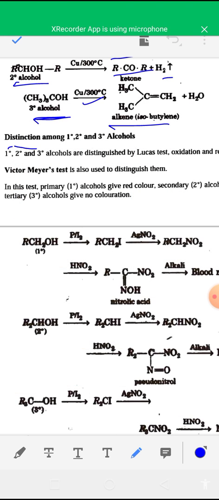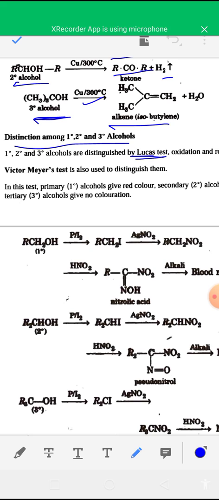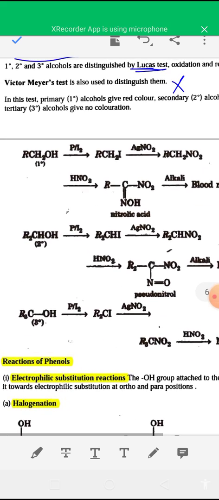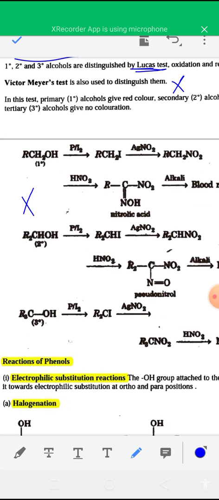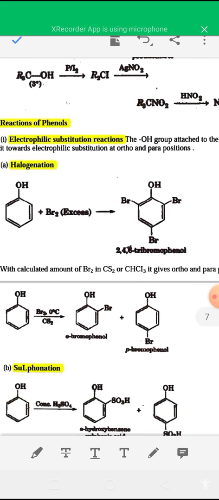Now see distinction between 1 degree, 2 degree and 3 degree alcohol. You can distinguish them by Lucas test. I have already told that Victor Meyer test is not given in the syllabus, it is not required, but you have to read the Lucas test to distinguish 1 degree, 2 degree and 3 degree alcohols.